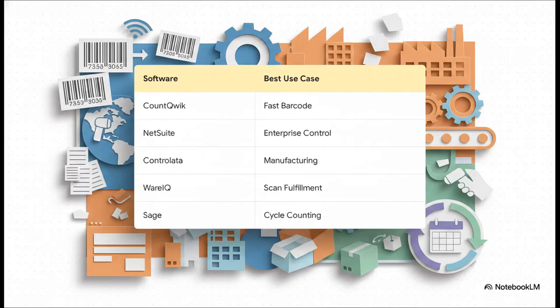Breaking down the top tools of 2026 by their best use cases, some clear leaders emerge. CountQuick completely owns the space for lightning-fast barcode and RFID scanning. NetSuite Smart Count handles complex enterprise-level governance across multiple locations. If you're in manufacturing, Control-O-Matta manages work in progress beautifully. WhereIQ is your go-to for scan-based e-commerce fulfillment. And Sage focuses heavily on automating ongoing cycle counting, so you never have to pause your operations.